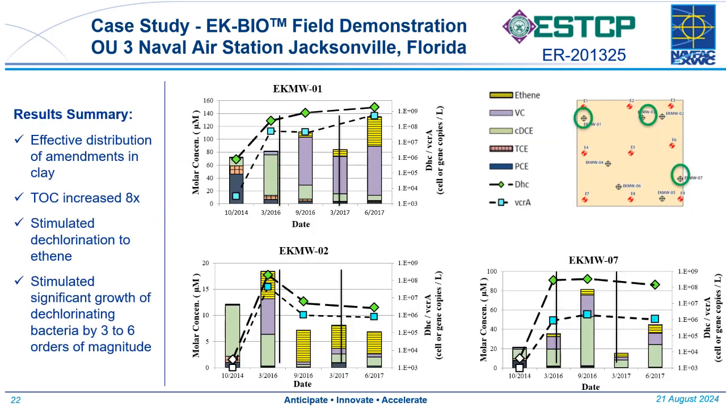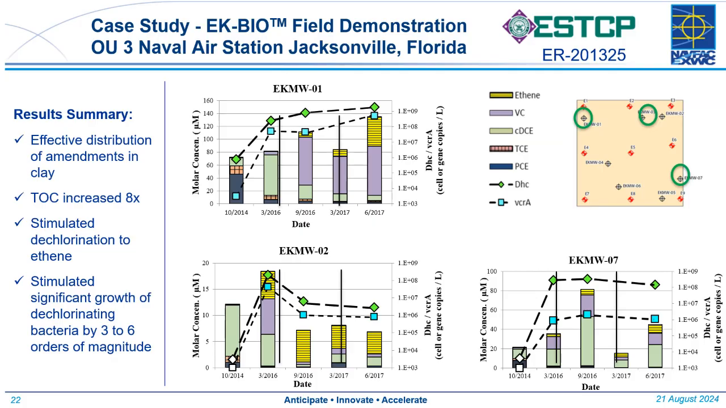And here's a sort of summary of results. There were 3 performance monitoring wells within the pilot test plot. And just a high-level summary of what we saw: there was effective distribution of amendments in the clay. The total organic carbon increased 8-fold. And remember, we're adding electron donor, we're adding lactate, so we really want to increase the total organic carbon, and we succeeded there. We stimulated dechlorination of PCE to ethene. We saw increased ethene everywhere we looked for it, and we stimulated significant growth of dechlorinating bacteria by as much as 3 to 6 orders of magnitude.